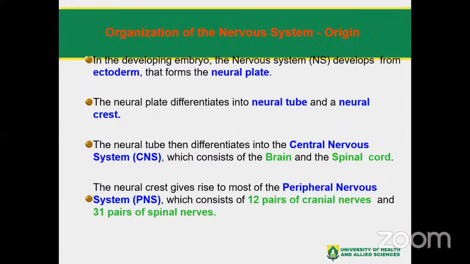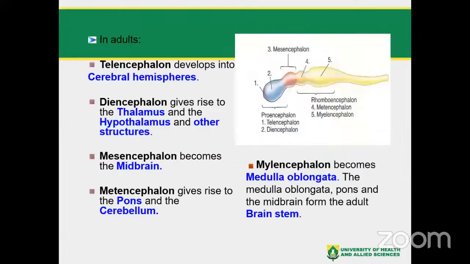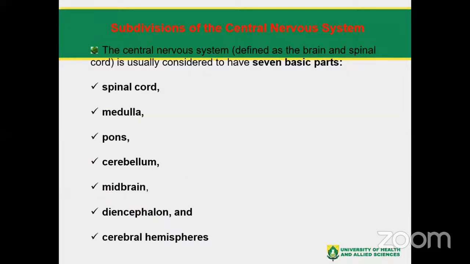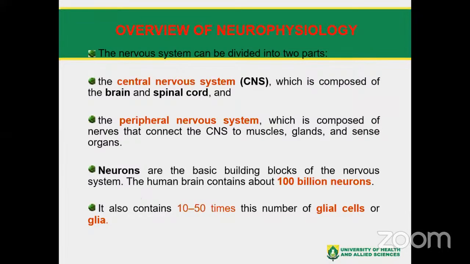All right. So last time, we had a review of that. We said the nervous system is divided into the central nervous system and the peripheral nervous system. The peripheral nervous system is made up of 12 pairs of cranial nerves and 31 pairs of spinal nerves. Then the central nervous system is made up of the brain and the spinal cord. We are just going to look at the nervous system in general.